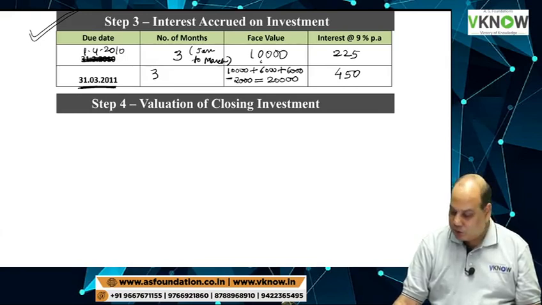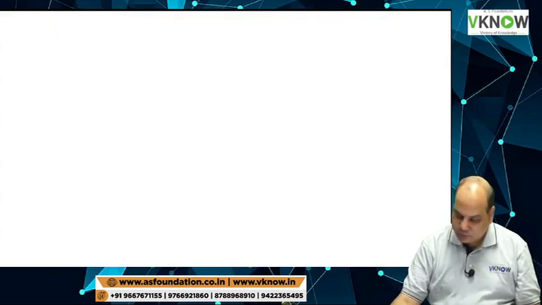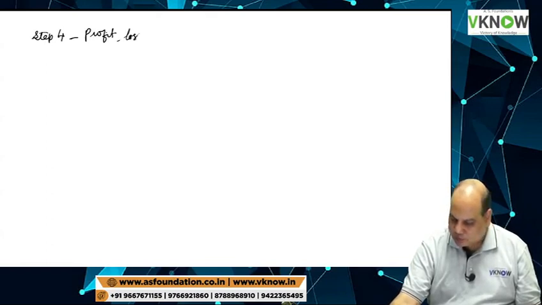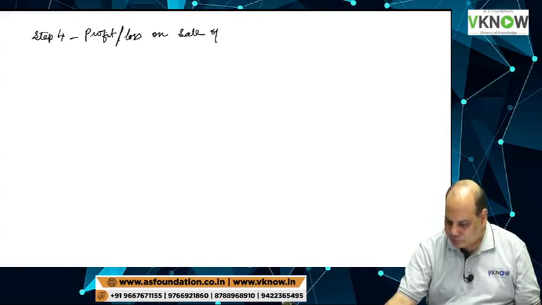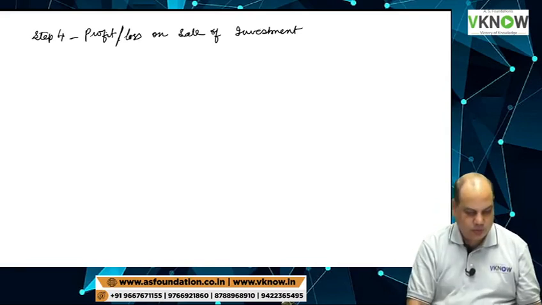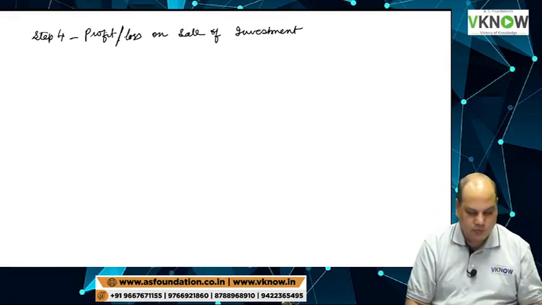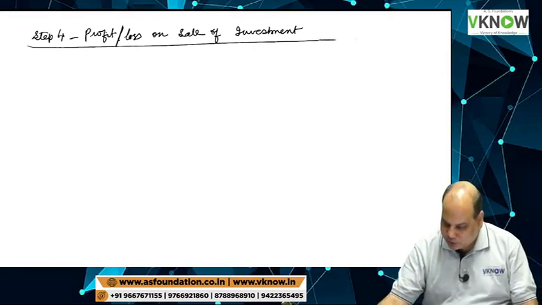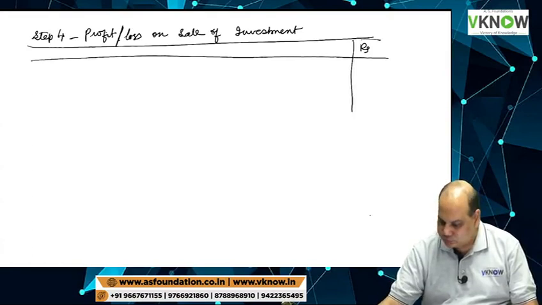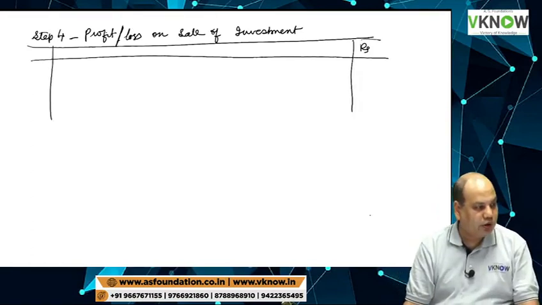Okay. Below this you write down step number 4, which is profit or loss on sale of investment. We have sold one investment.